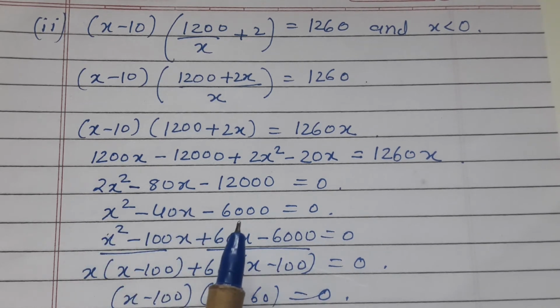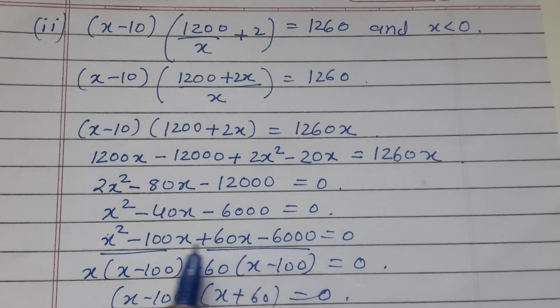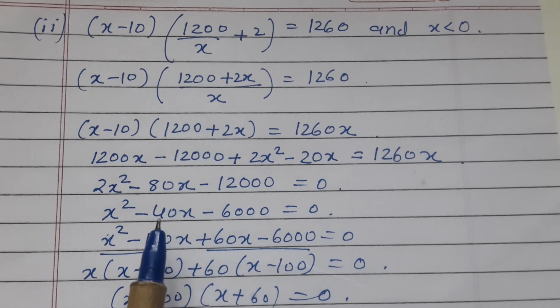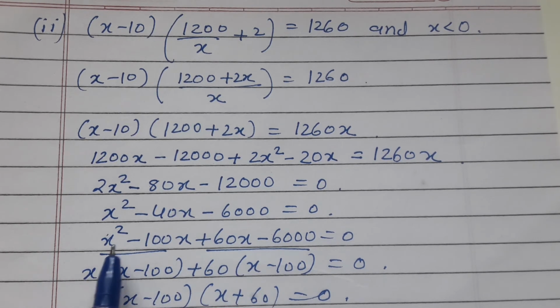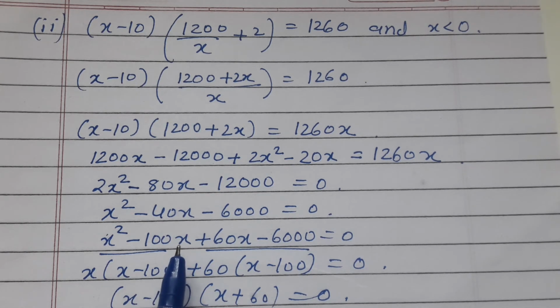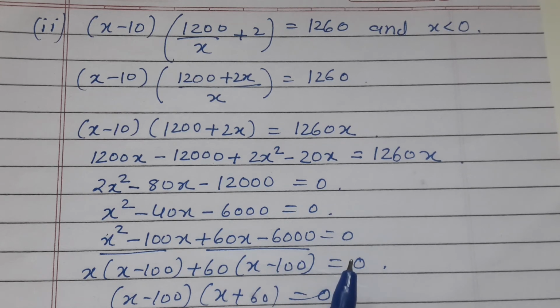1 into −6,000 is −6,000. We have to split in two terms such that its multiplication is −6,000 and addition is −40. That is −100 and +60. Instead of −40x, we will write −100x + 60x. Therefore, x² − 100x + 60x − 6,000 = 0.